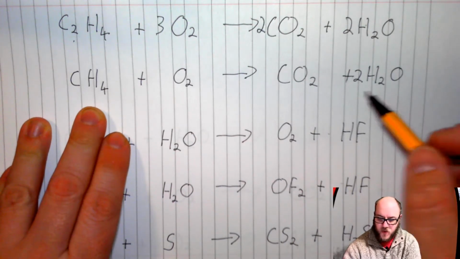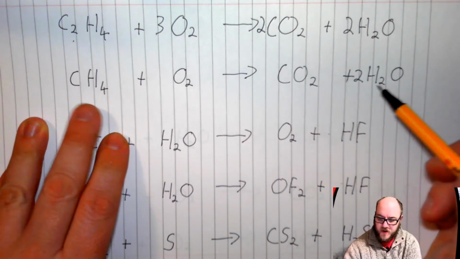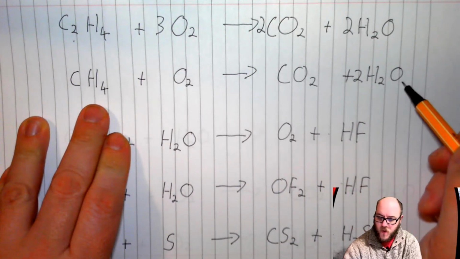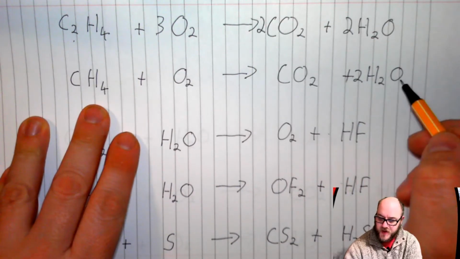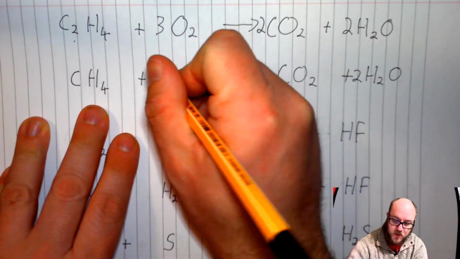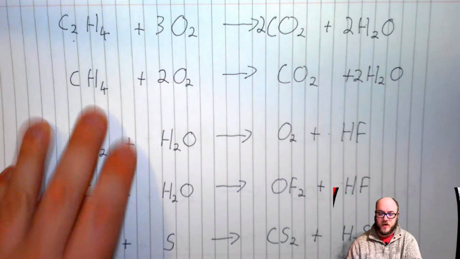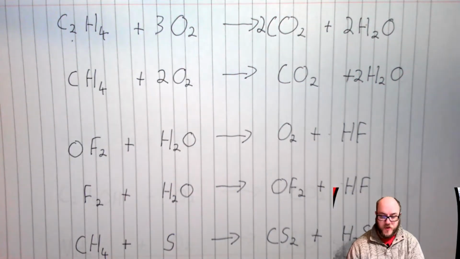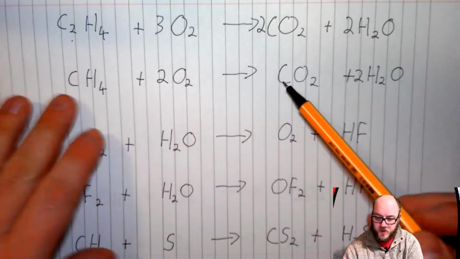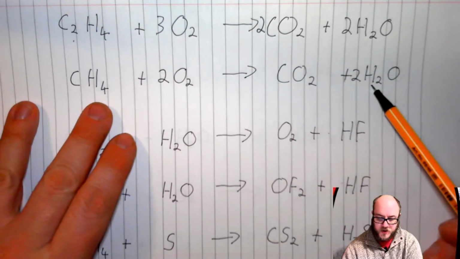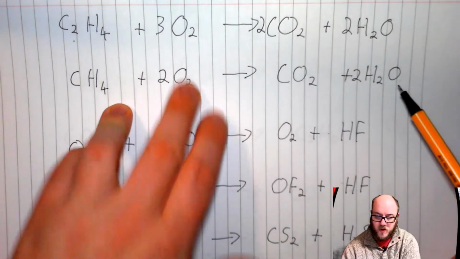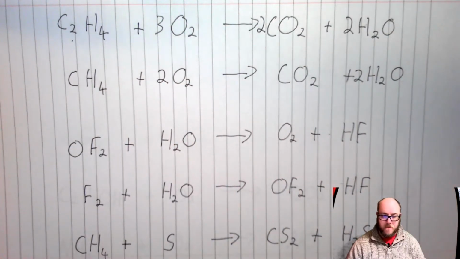And so now I've got 1 carbon, 4 hydrogens, and I've got 2, 3, 4 oxygens now because I've multiplied that by 2. So with 4 oxygens, I need 2 oxygen molecules. So then you can just do a double check. 1 carbon on either side, 4 hydrogens, and then 1, 2, 3, 4 oxygens. Okay.